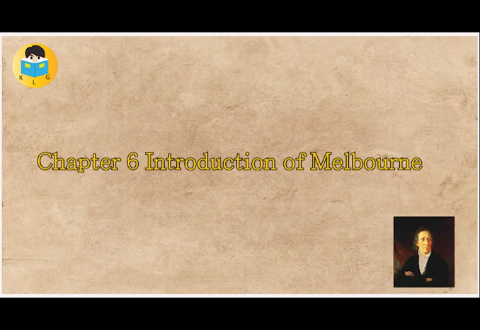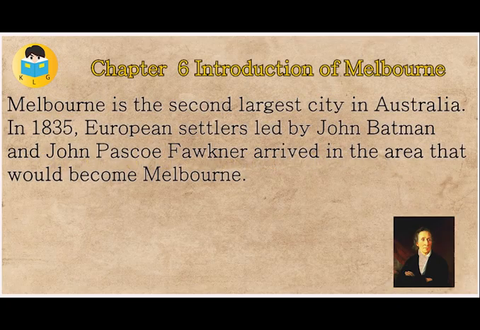Chapter 6: Introduction of Melbourne. Melbourne is the second largest city in Australia. In 1835, European settlers led by John Batman and John Pascoe Fawkner arrived in the area that would become Melbourne.